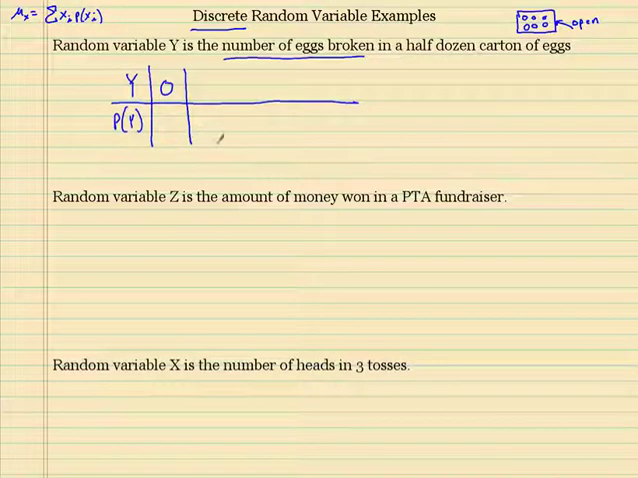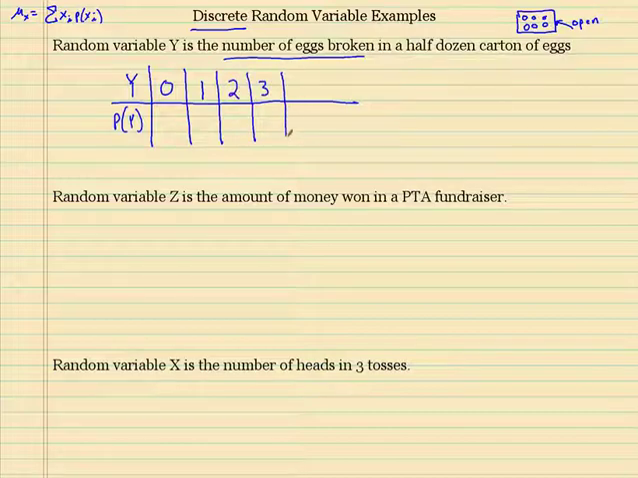But oftentimes, as you know, you open it and look at all of them, and one might be broken. What's another possibility? Two might be broken, 3, 4, 5, and the most that can be broken is 6. You can't have more than 6 broken eggs if there's only 6 eggs to begin with. So there's 7 different outcomes.